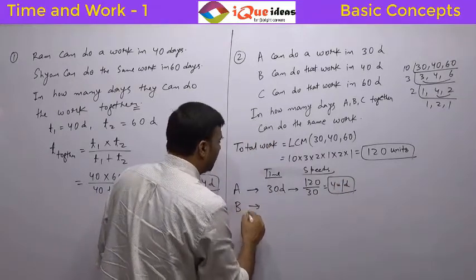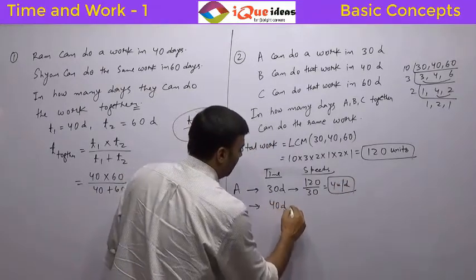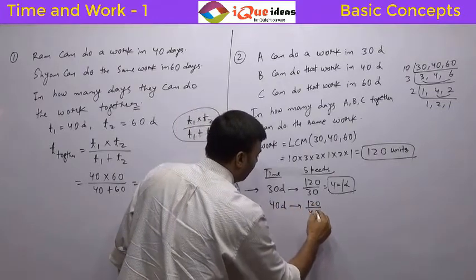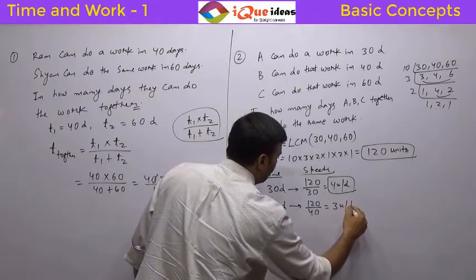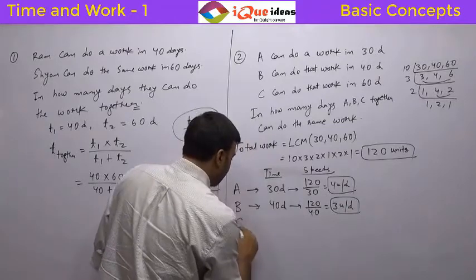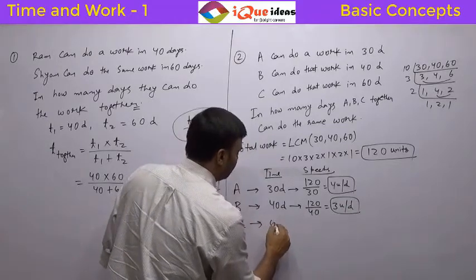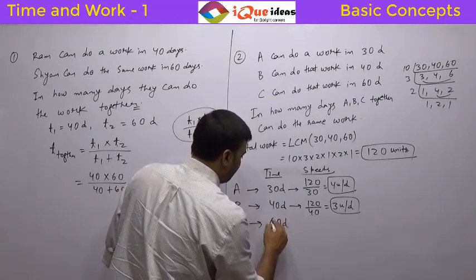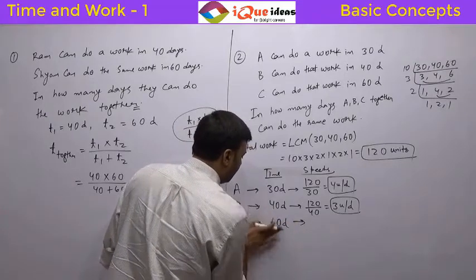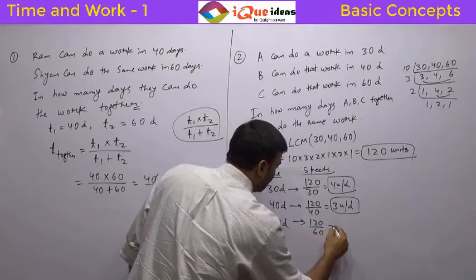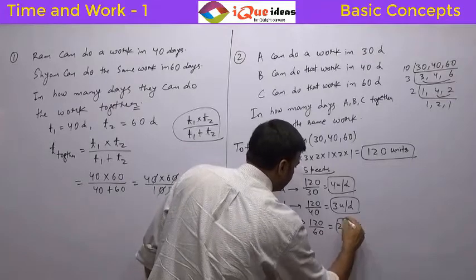Similarly B. B does the whole work in 40 days. Whole work is 120 units. So it is 120 by 40. That is 3 units per day. So speed of C. How do we calculate that? C does the whole work in 60 days. In 60 days C can do 120 units. So the speed of C will be 120 divided by 60. That is 2 units per day.